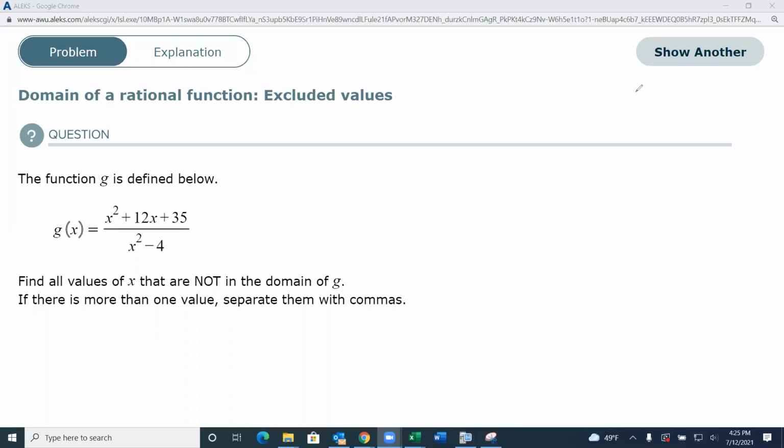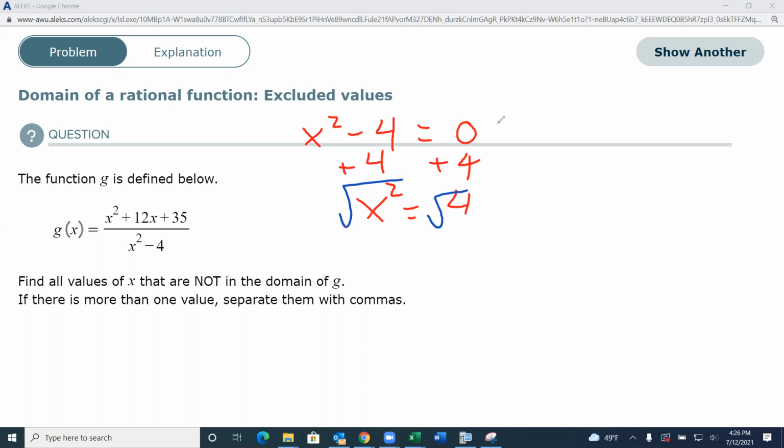All right, so they say, here's a function, find all values that are not in the domain of g, not in the domain of the function. So numbers you're not allowed to plug in. Hey, remember a moment ago when we said you can't divide by 0. So all you've got to do on these is say, when is the denominator equal to 0? So you just set the denominator to 0 because that's what's going to give you evil values. So if I add 4 to both sides, I get x squared is 4. And then I take the square root and I get plus or minus 2. So 2 or negative 2.